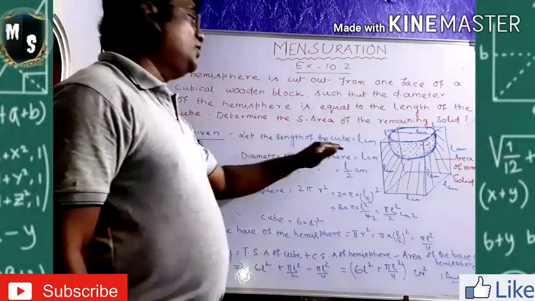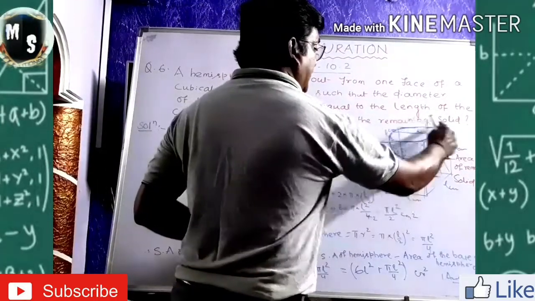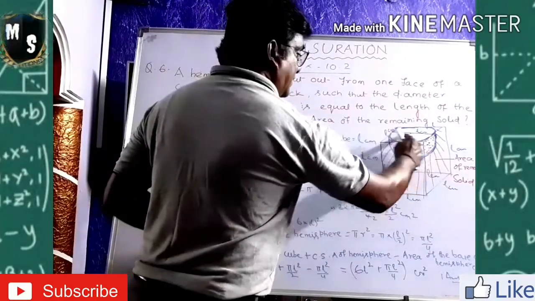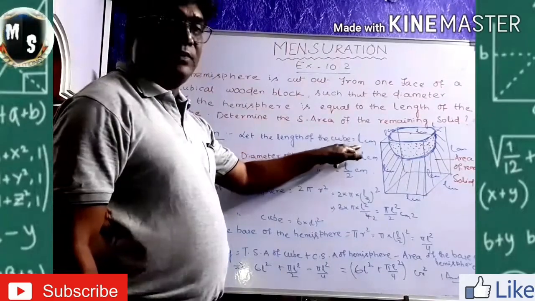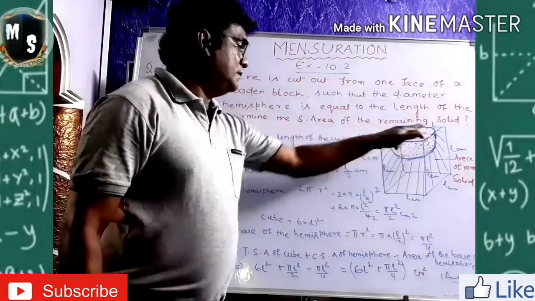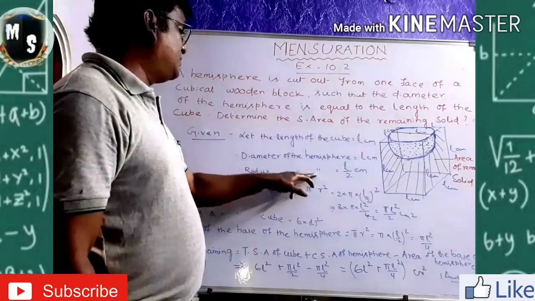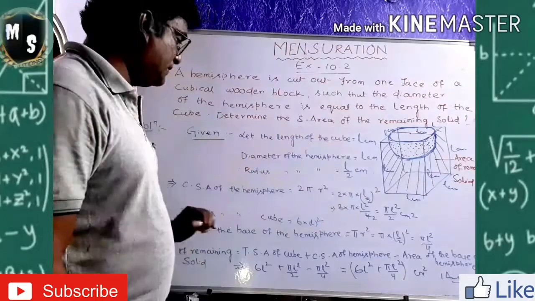Let the length of the cube be L. What is the cubical wooden block length? That is L centimeter. This is L, and this diameter is also L. So what is the diameter of the hemisphere? Equal to the cube length, that is L. Now the radius. What is the radius of the hemisphere? It is diameter by 2, L by 2 centimeter. I hope you understood this.